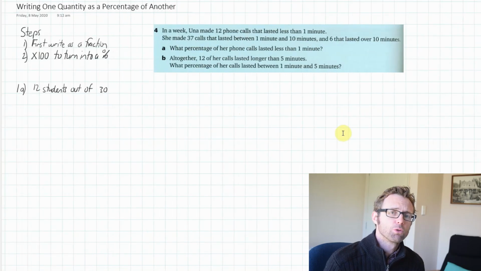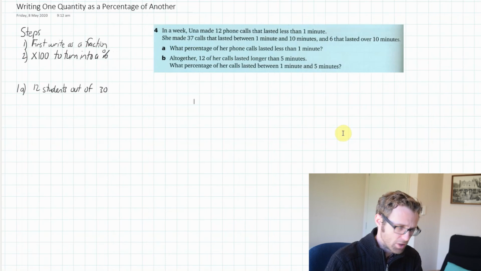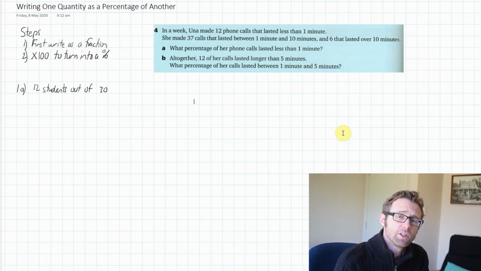Now let's move on to writing one quantity as a percentage of another. There are two steps in this. First you write it as a fraction, and then you times it by 100. So I've got 12 students out of 30. I write that as a fraction. That's my first step. And then I'm going to multiply it by 100.